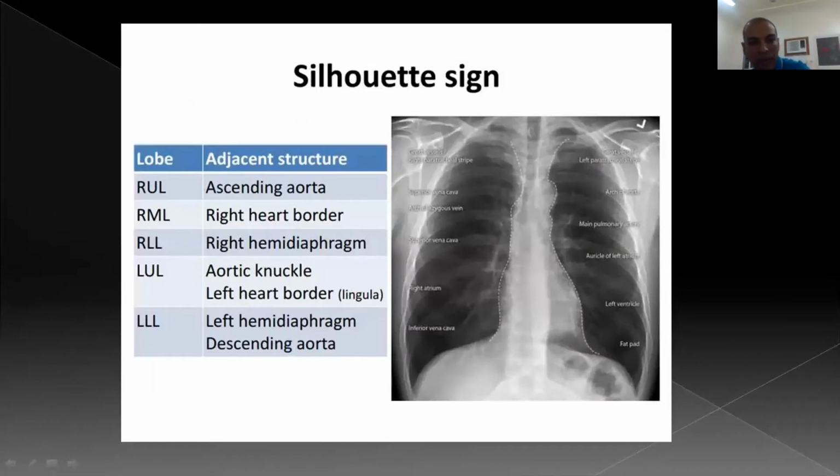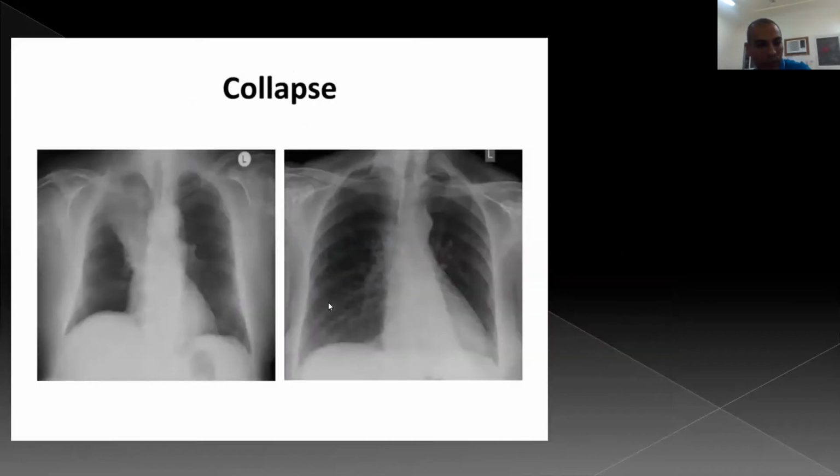So our key for the collapse is to see the borders of the heart and diaphragm especially, and to see the hilum, and to see if there is any volume loss or not. You will see here, this is a triangular opacity. Here is the horizontal fissure. It should be here, but there is volume loss, so it moved upwards, superiorly. This is a typical case of right upper lung lobe collapse.